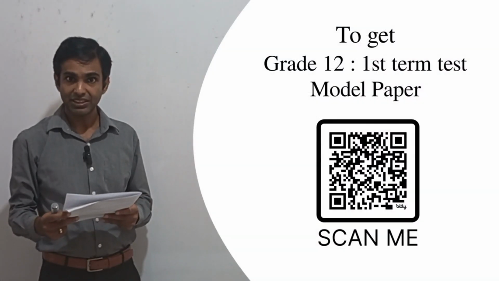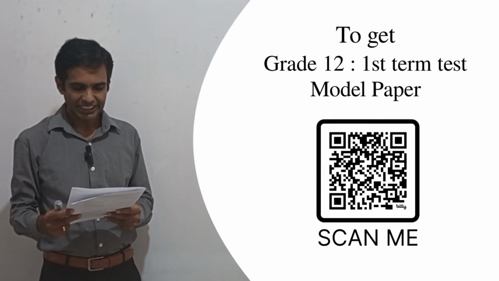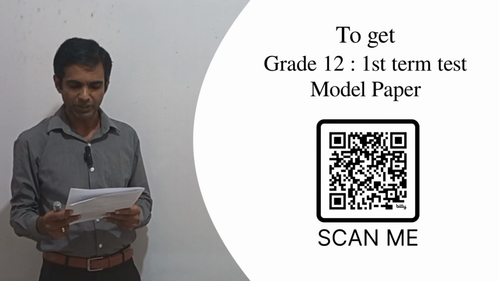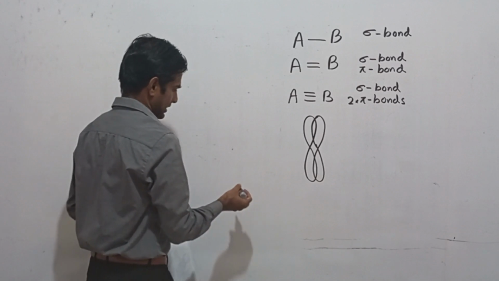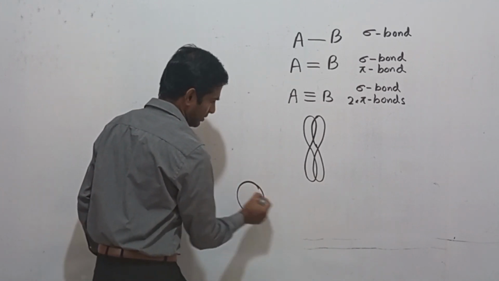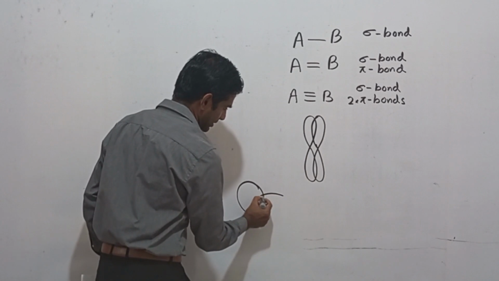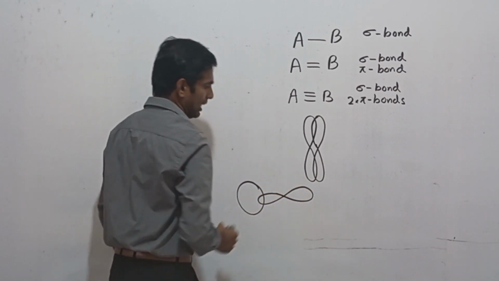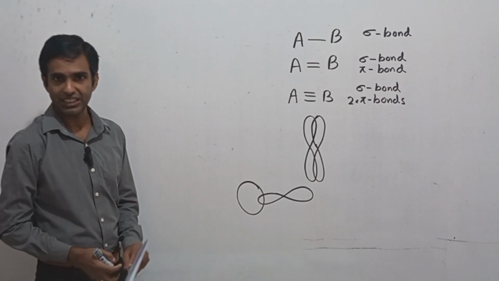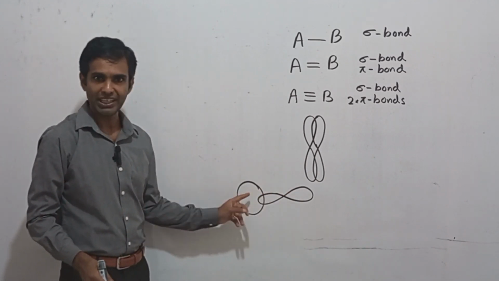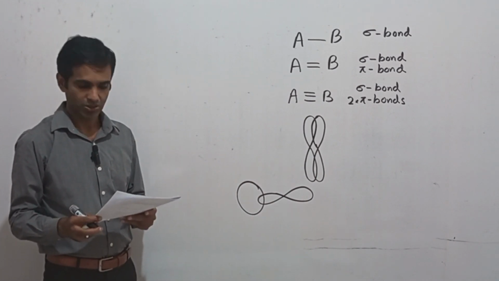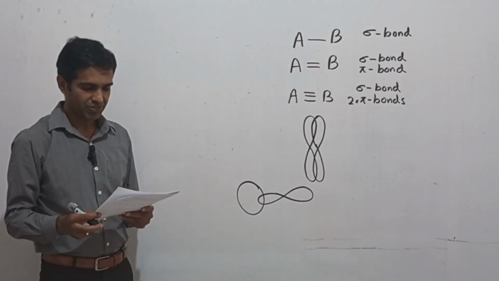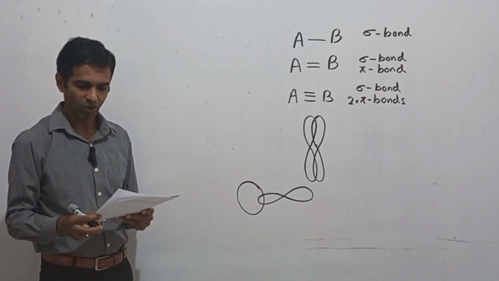Let's consider other two statements also. Lateral overlapping of s and p orbitals form pi bonds. When we consider an s orbital and a p orbital, they cannot laterally overlap with each other. The overlapping is always linear. Therefore, the fourth statement is also incorrect. Let's consider the fifth one also. Bonds formed by linear overlapping of p orbitals are always non-polar.